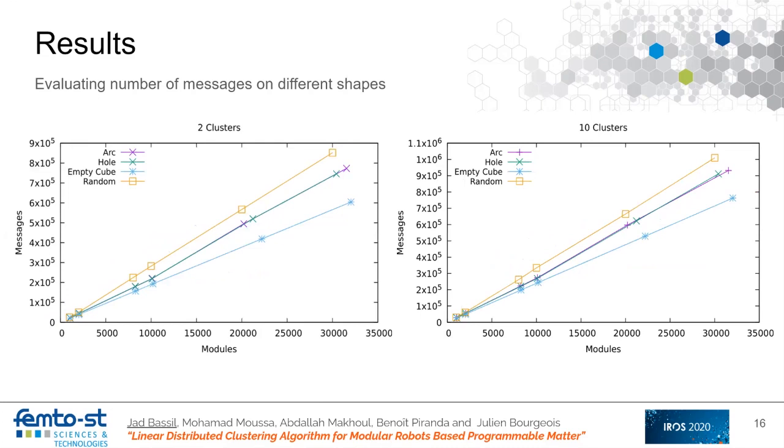Next, to evaluate the number of exchanged messages, we can see that it increases linearly when the number of modules in the system increases, and that is also valid on all the shapes. An additional number of clusters requires finding and removing additional cut edges. Therefore, an additional number of exchanged messages is needed. The geometrical shape also affects the number of messages. We can remark that the random shape requires the highest number of messages since it presents more connections in its system.